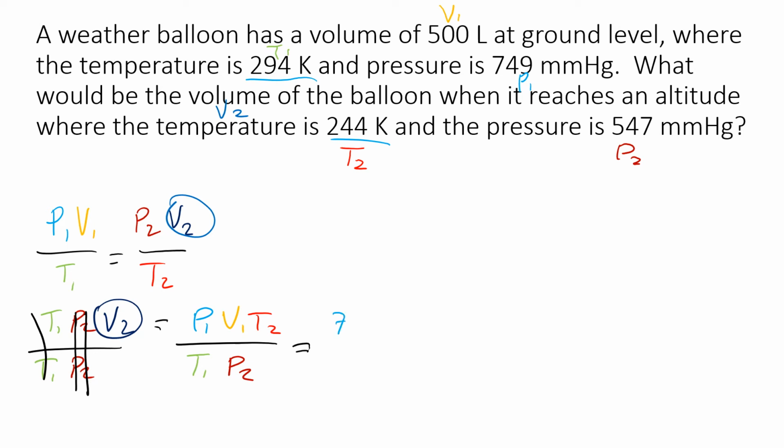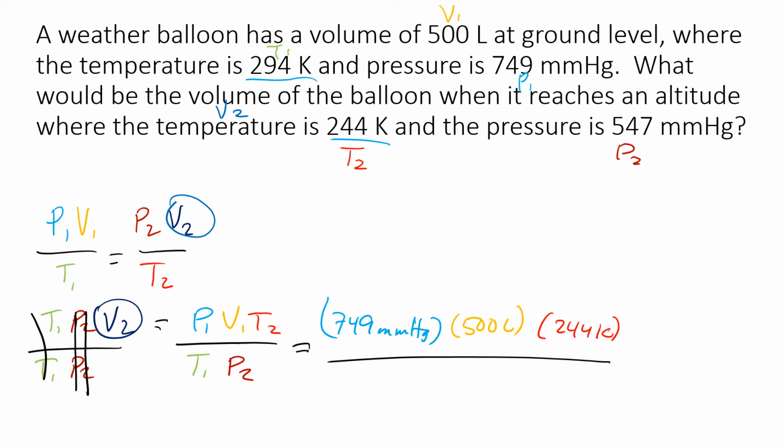P1 is 749 millimeters of mercury. Volume 1 is 500 liters. T2 is 244 Kelvin divided by T1, which is 294 Kelvin. And then P2 is 547 millimeters of mercury. You're now left with just liters by itself in terms of units, because now the units all cancel out except for liters. So now let's do our math finally.